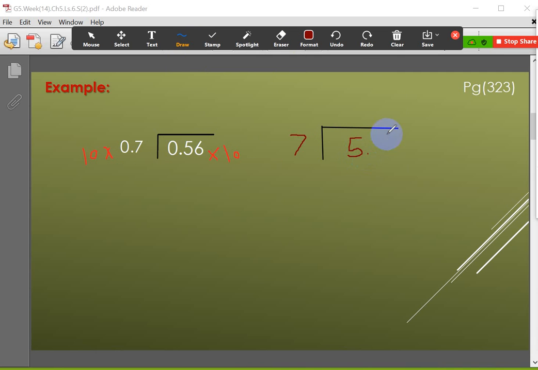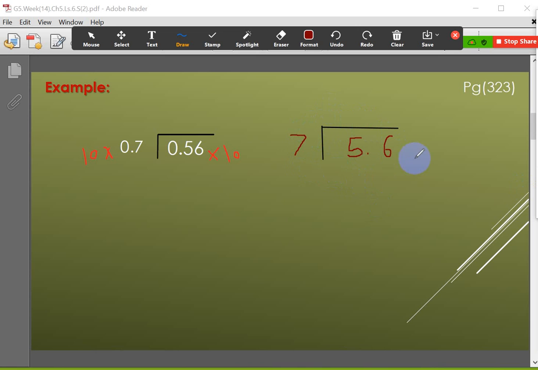But maybe someone will ask me, teacher, look, the dividend is also a decimal number. I will say yes, of course. In the last lesson you learned how to divide a decimal by a whole number, so it's okay for you. So you can divide a decimal number by a whole number. It's easy for me.